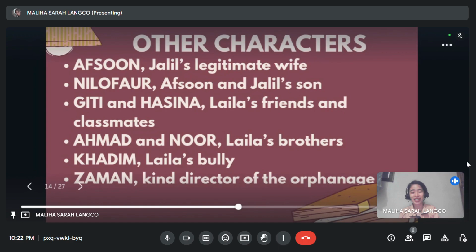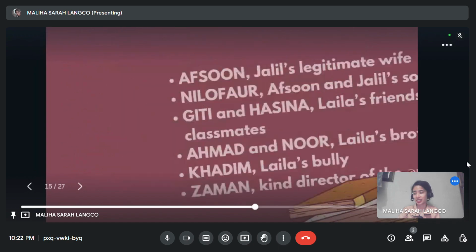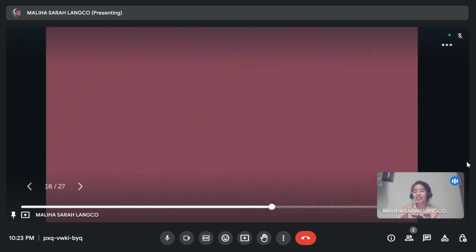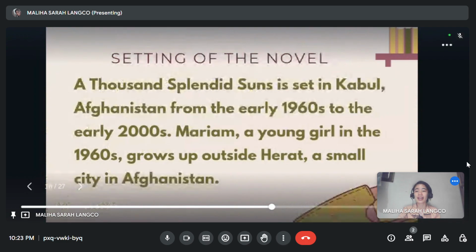So we have again Zaman, the kind director of the orphanage where Aziza got sent to. Now we have Salim, an elderly man in a Pakistani prison who connects Tariq to the owner of Hotel Said. Said is a brother of Salim who owns the hotel. And Hamza, Mullah Faizullah's son, who helped Lila later in the story. Okay? Now since we're done with the characters, we have now the setting of the novel.